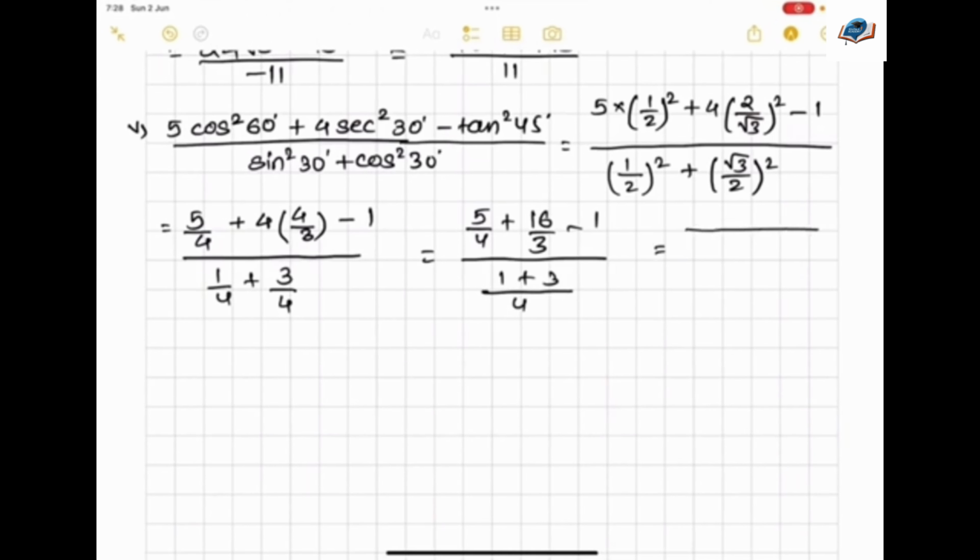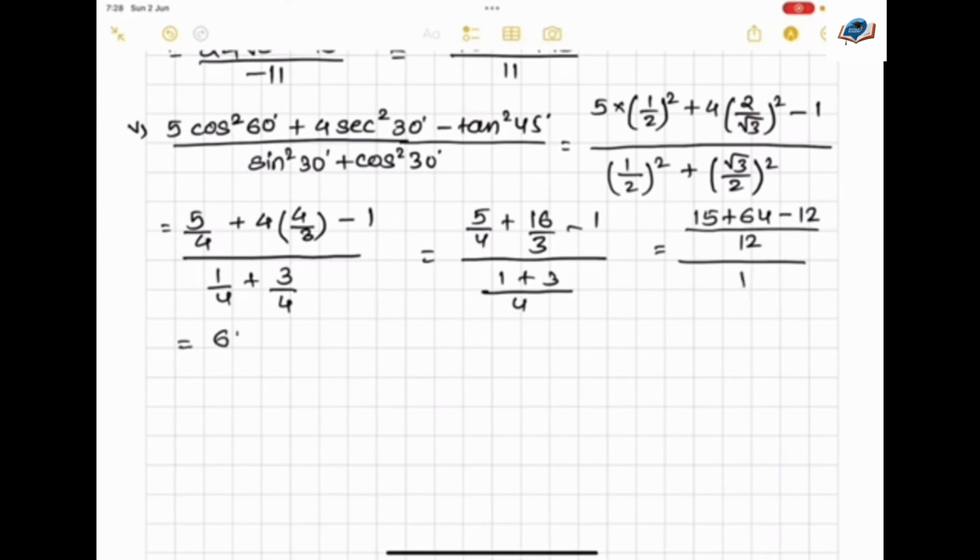So now LCM is 12 in the numerator. So 15 plus 64 minus 12 whole upon 1.